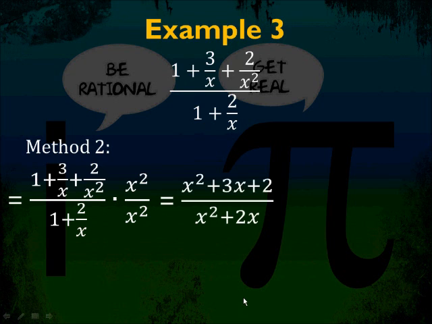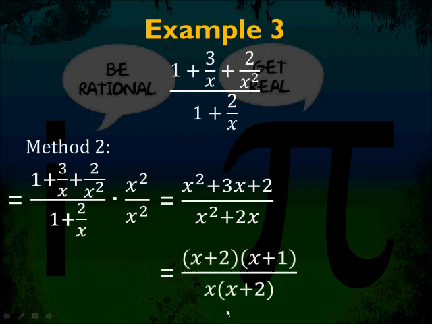That leaves us with x squared + 3x + 2 all over x squared + 2x. Again, you're going to want to factor. So you factor the top into (x + 2)(x + 1), and factor out x on the bottom, so you get x times (x + 2). The x + 2's cancel, and you're left with (x + 1) over x. So again, this fraction seemed to suggest that method 2 was actually easier. And again, you can choose whichever method you like.